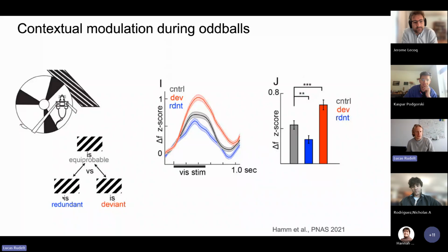By the way, in this experiment, is the mouse allowed to move or not? They are doing a lot of walking and running. Yeah. Okay.